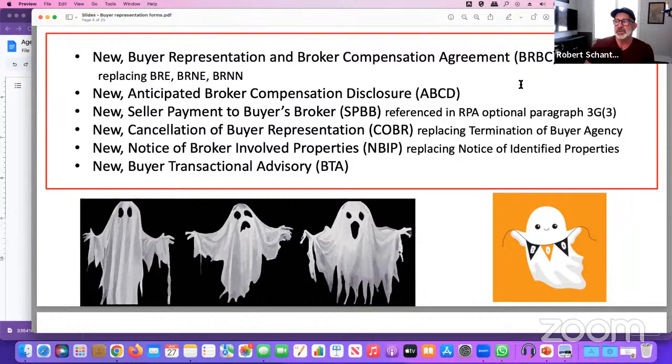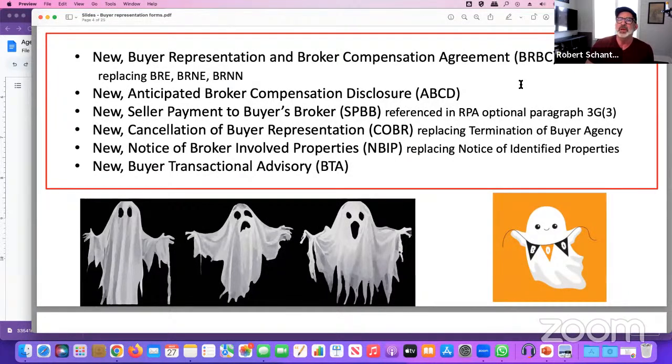This is some confusion for agents if they've never gone through a class like this. Do they check that box or not check that box when they submit an offer, not knowing what to do with it? We've been getting offers from cooperating brokers where they've checked it, but they didn't have the proper forms with it. And then the cancellation of buyer's representation.